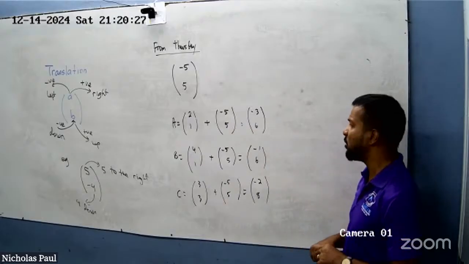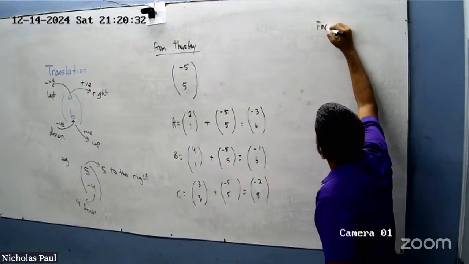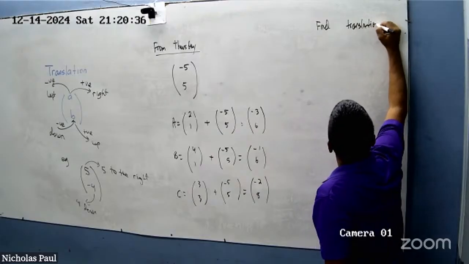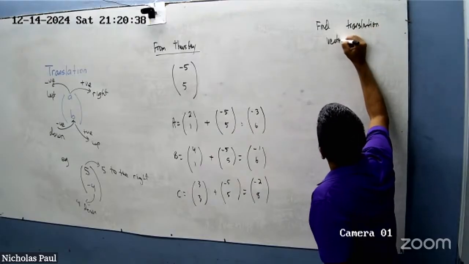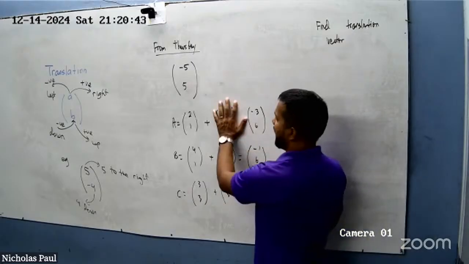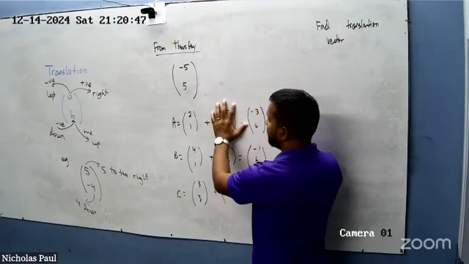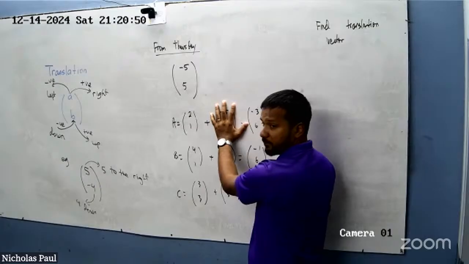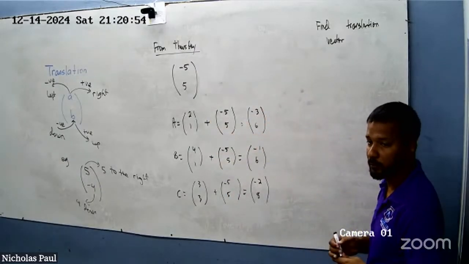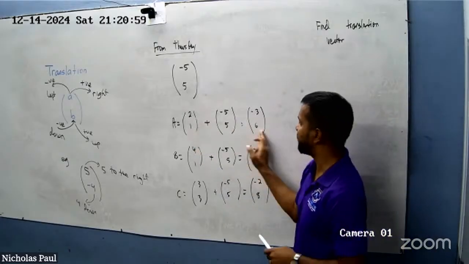Right. I have a question. Suppose we have to go in reverse. Suppose we have to find the translation. Find the translation factor. Suppose I gave you this and this. How are we getting this? Suppose I gave you this and this. How are we going to get this here? Right, correct. You minus this from this.